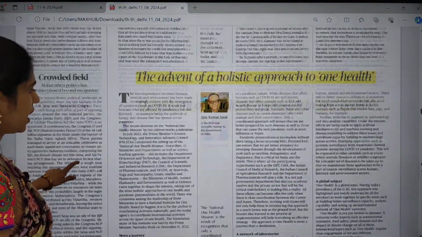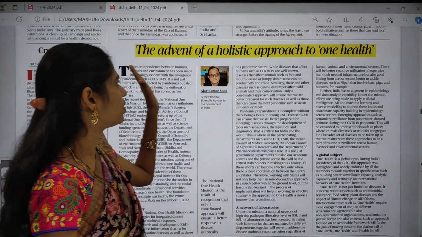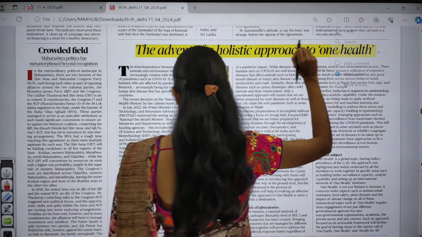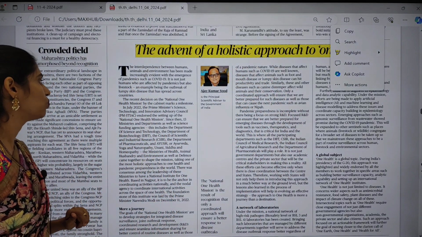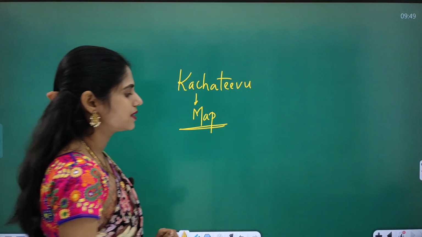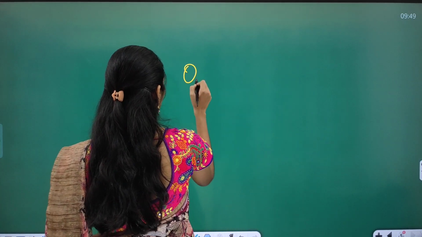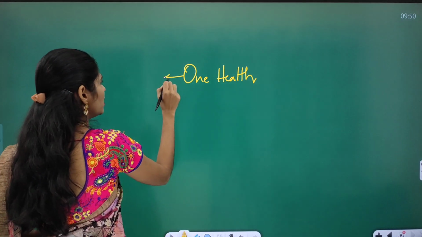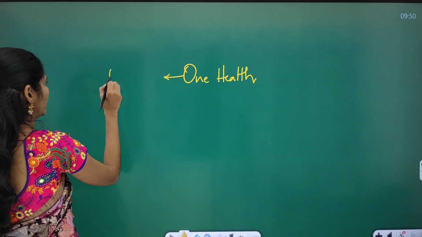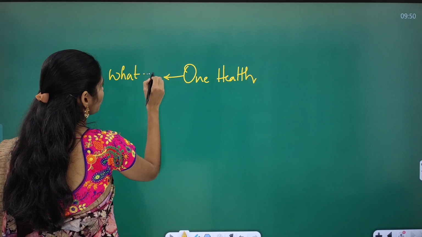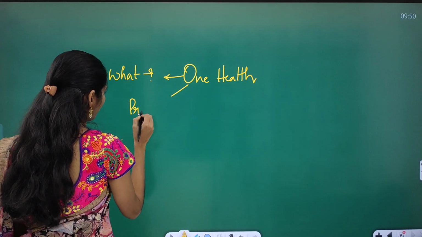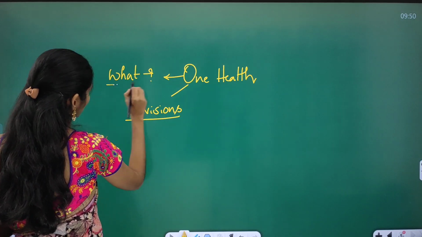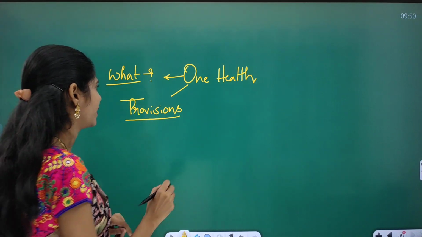And here there is one article which is relevant. It is about the advent of a holistic approach to One Health. This One Health concept is very important, that is the National One Health Mission. So let us see the dimensions. You have to understand what is this concept of One Health, and what are the provisions under this One Health.